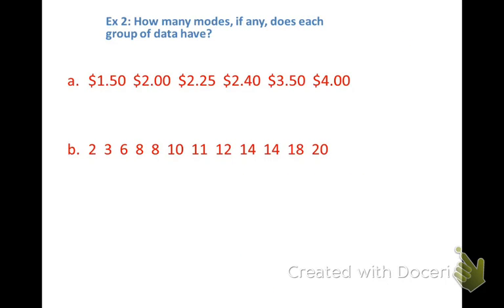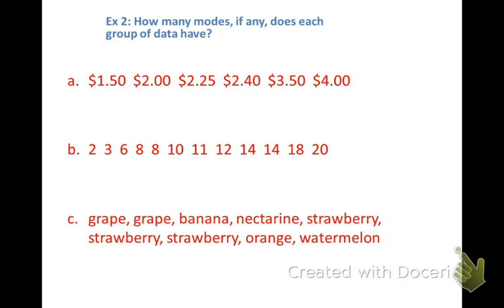Okay, how many modes, if any, does each group have? So all you're telling me is how many modes I have. 1.5 only goes once, 2 goes once, 2.25 goes once. So all of them go once. So this one would be none or 0.